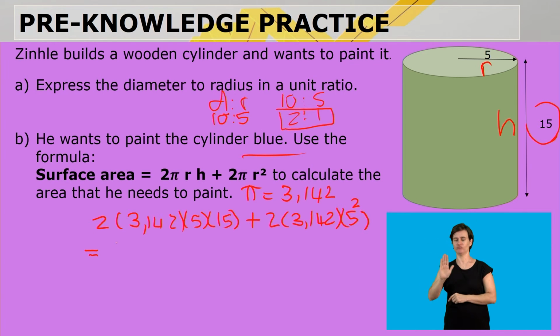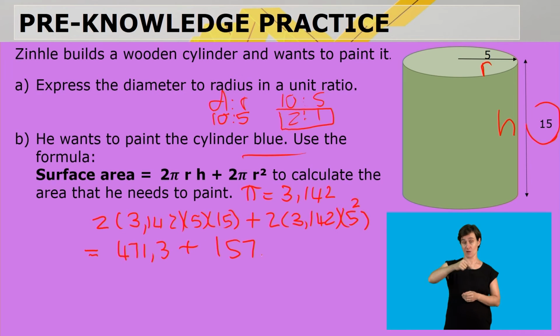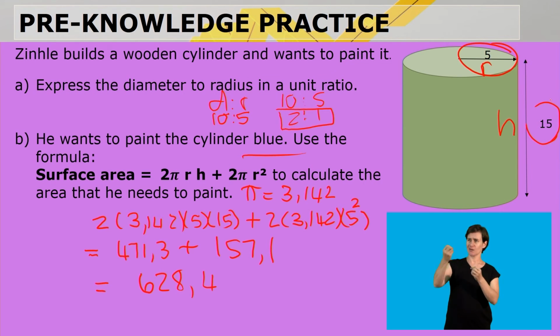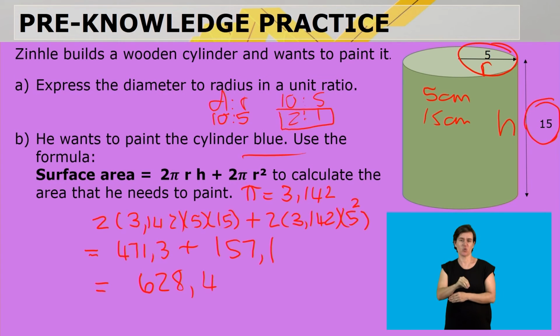So then, if we simplify, this is 471,3. I used my calculator, did you? And then the other one, 157,1. And that gives us an answer of 628,4. But remember, we need a unit. So seeing that they didn't give us a unit, saying it's 5 centimeters and 15 centimeters, we will simply use the word unit squared because it's surface area.